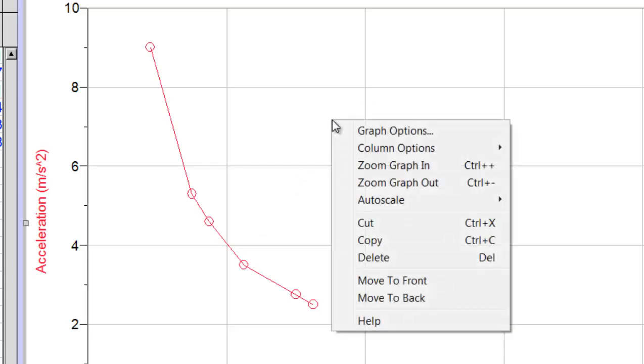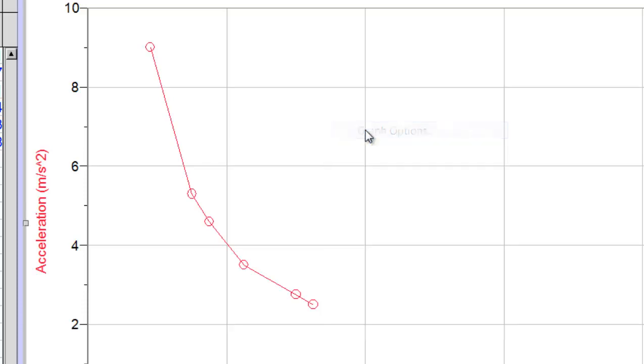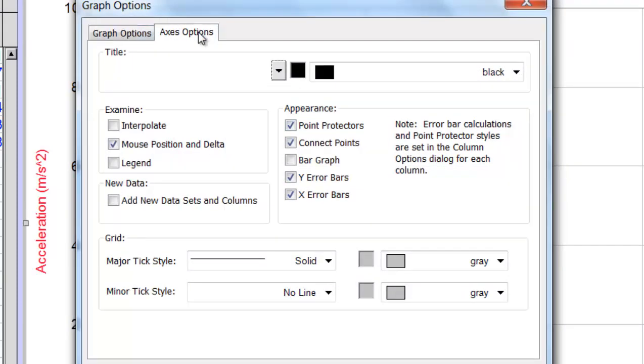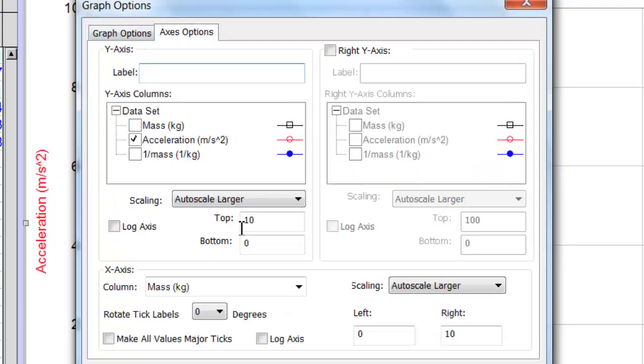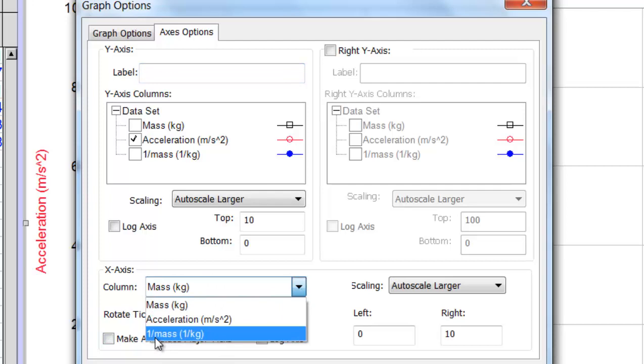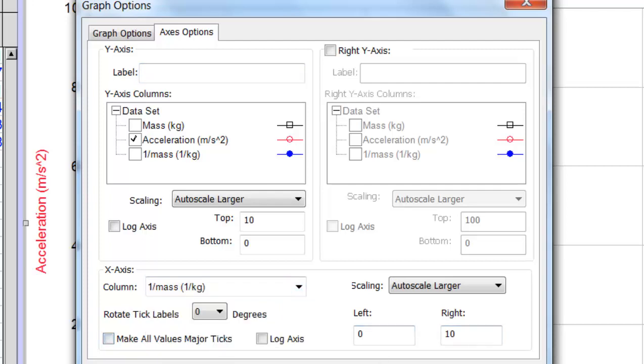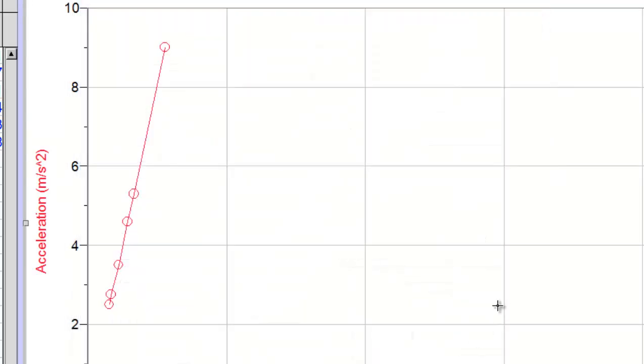So again, I right-click anywhere on the graph, go to Graph Options, go over to the Axes options. Y-axis is fine in this case, but I do have to change the x-axis. So the x-axis is going to be 1 over mass. Click on that, hit Done, and now I can see I have a straight line. So, remembering that I had to sketch what the original data looked like on the worksheet, so I had to sketch that inverse relationship. I already took the clues from the shape of the first graph. I modified the data.